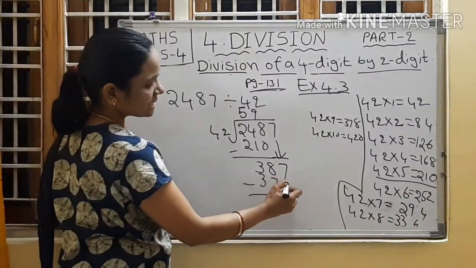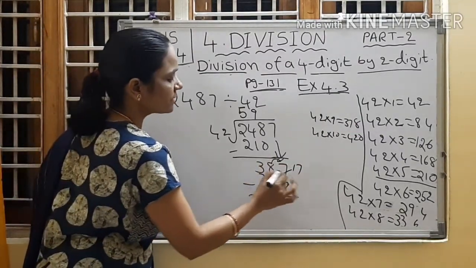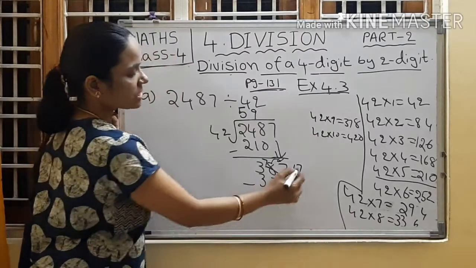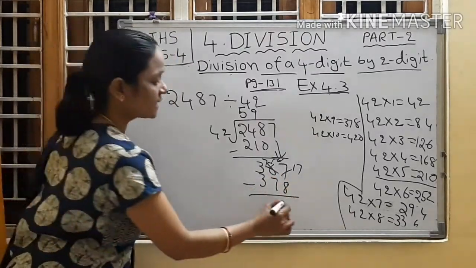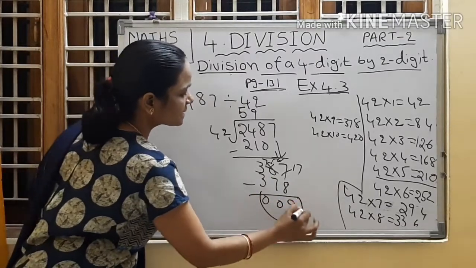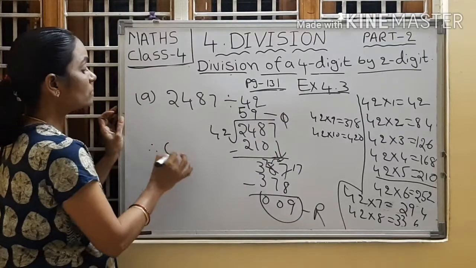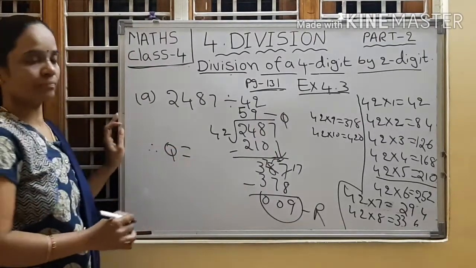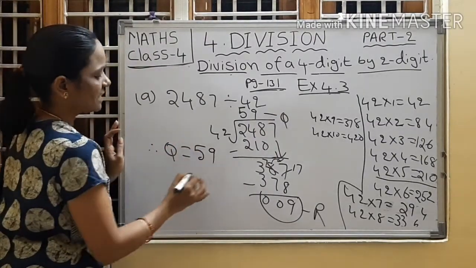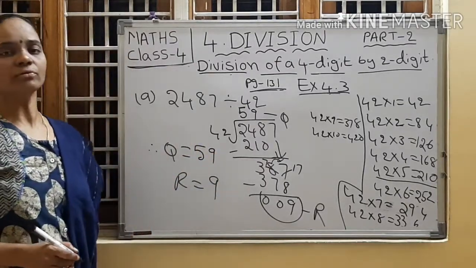Now take subtraction. 7 minus 8 can be? No. Borrow from 8. 7 becomes 17. 8 becomes 7. Now 17 minus 8, how much children? 9. 7 minus 7 is 0. 0 means 9 is the remainder. Quotient is 59. Therefore, quotient how much children? 59. Remainder how much children? 9. Note it down children, all of you.